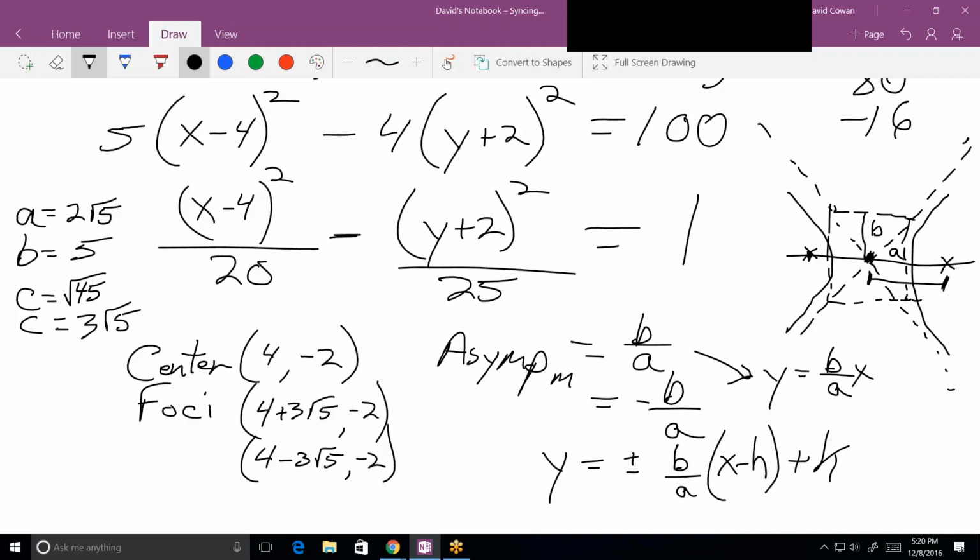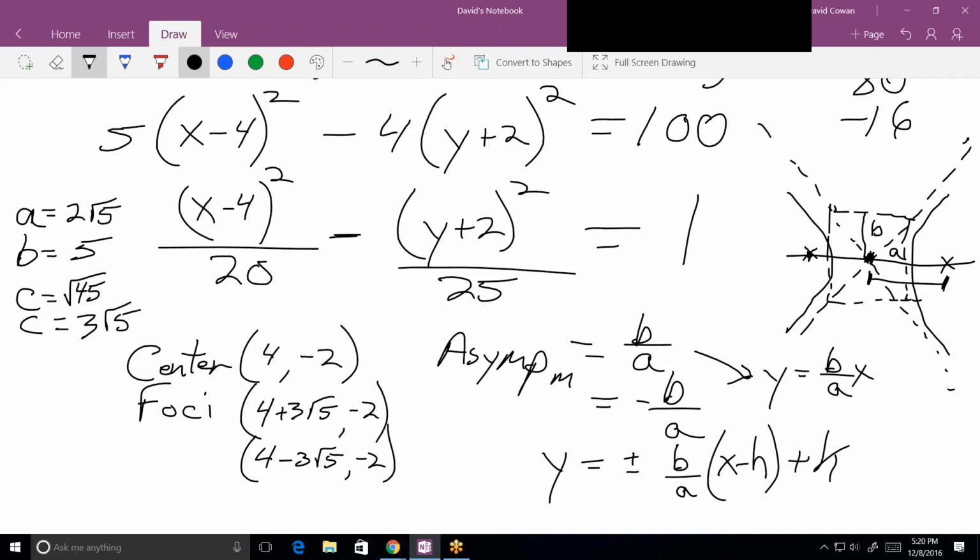And if it happens to be a vertical hyperbola, then the asymptote is plus or minus a over b times x minus h, plus k. So they're very similar. The only difference is it's b over a instead of a over b. So this one's definitely b over a.